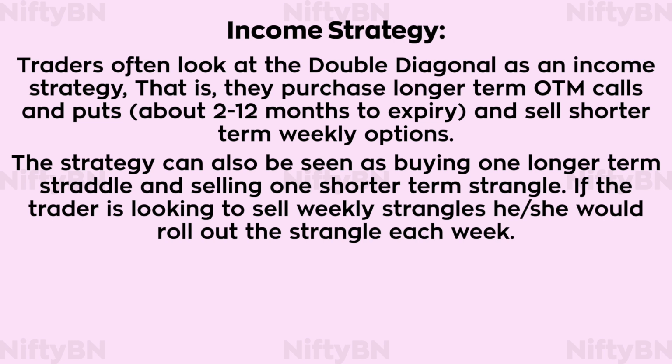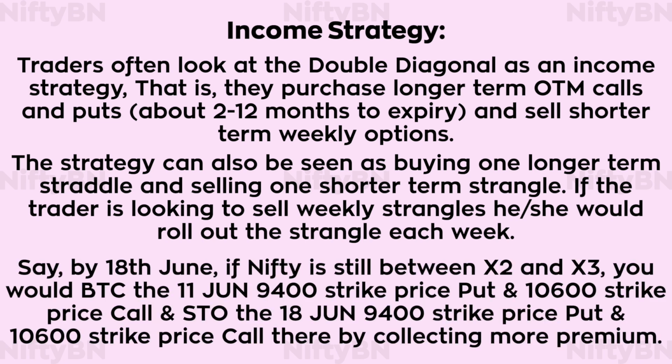If the trader is looking to sell weekly strangles, he or she would roll out the strangle each week. Say by 18th June, if Nifty is still between X2 and X3, you would buy to close the 11th June 9400 strike price put and 10,600 strike price call and sell to open the 18th June 9400 strike price put and 10,600 strike price call, thereby collecting more premium. This you would repeat until the end of July. In the last week of July, assuming you are in the trade till then, the setup would be nothing but a weekly iron condor.